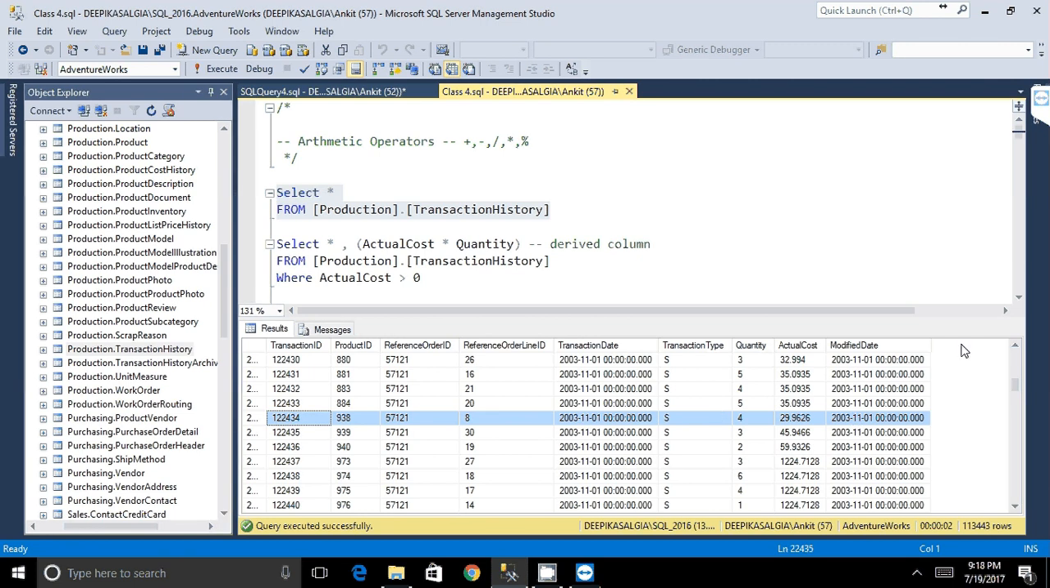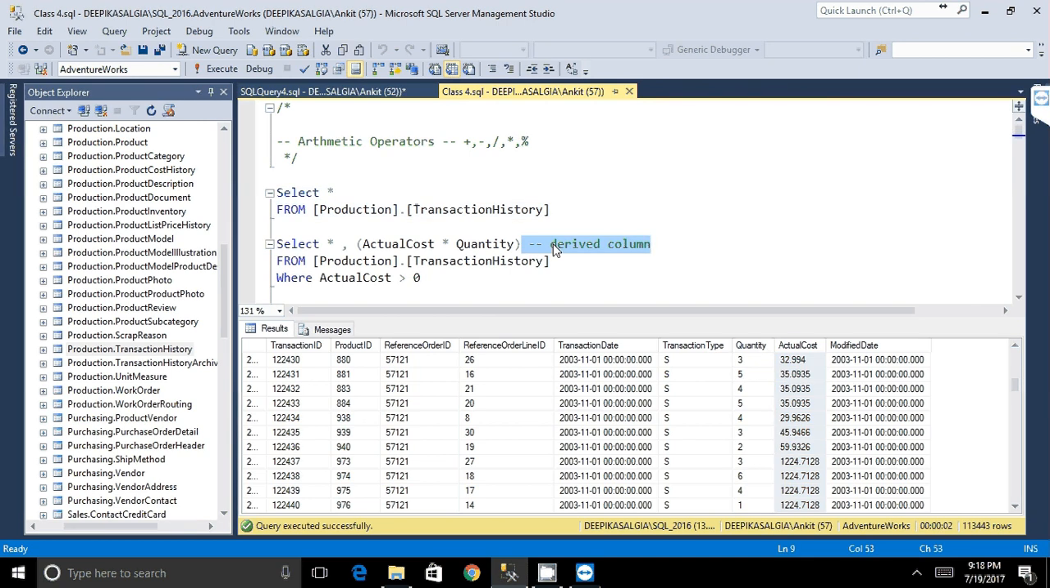So in order to get the transaction total, you can multiply these columns together, and that will give you the transaction total, right? So the quantity multiplied by actual cost will be a derived column. Okay, what would it be? It would be a derived column.